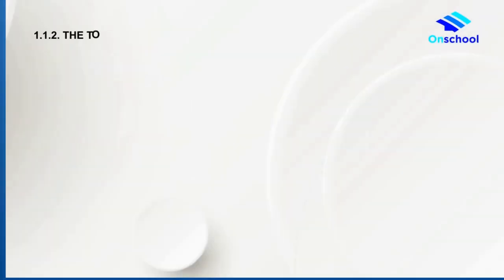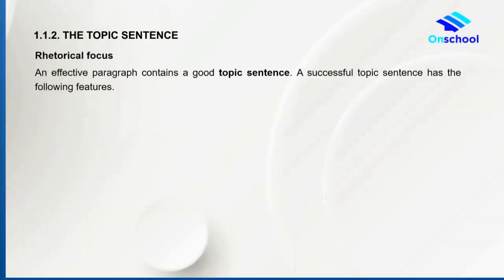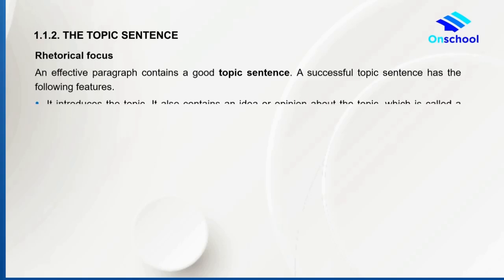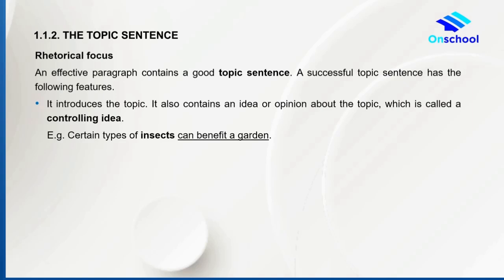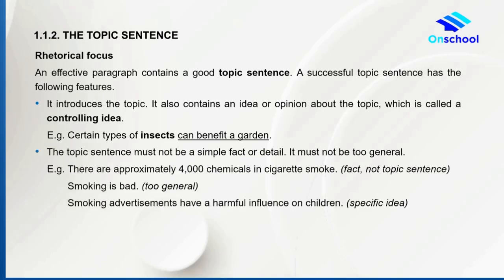To make a good paragraph, we need to have an effective topic sentence. An effective paragraph contains a good topic sentence. A successful topic sentence has the following features. It introduces the topic. It also contains an idea or an opinion about the topic, which is called a controlling idea. The topic sentence must not be a simple fact or detail. It must not be too general.